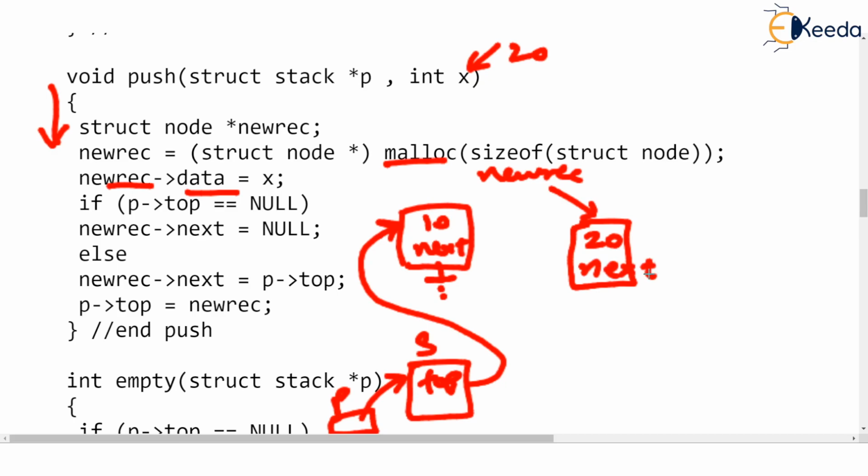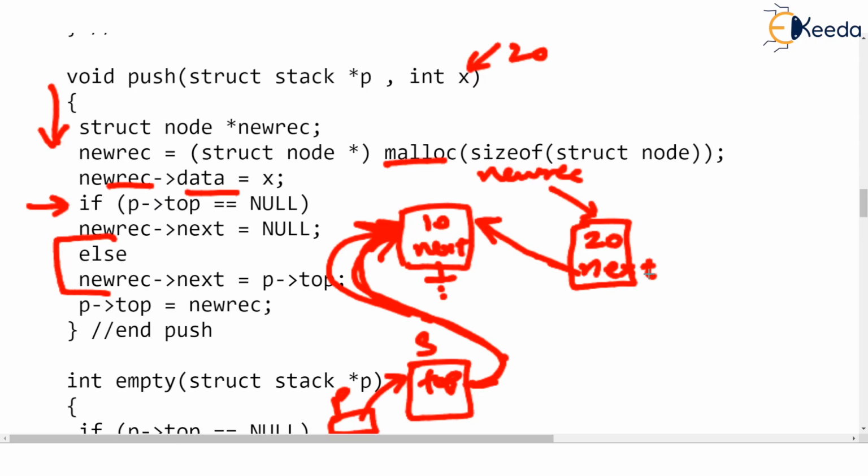But then who is pointing to 10? Tell me, who is pointing to 10? Top is pointing to 10, isn't it? So we just tell this next that you better point wherever top is pointing. And that has been done in the else section over here. First we check, is P arrow top equal to null? But that's false because P arrow top is very well pointing to 10. So we will go to else and say newrec arrow next, this next, should become equal to P arrow top, and P arrow top is exactly pointing to 10. So that's the else section which has got executed.